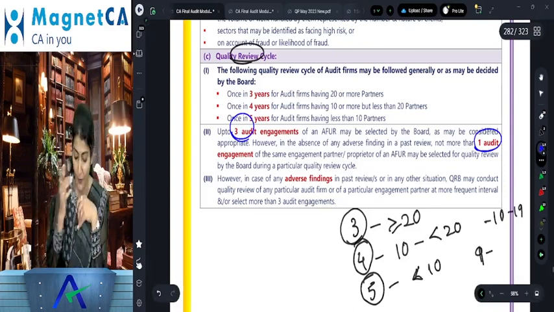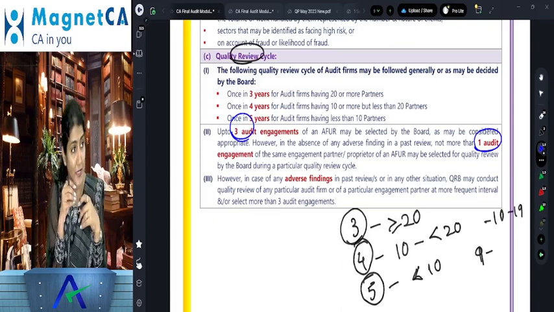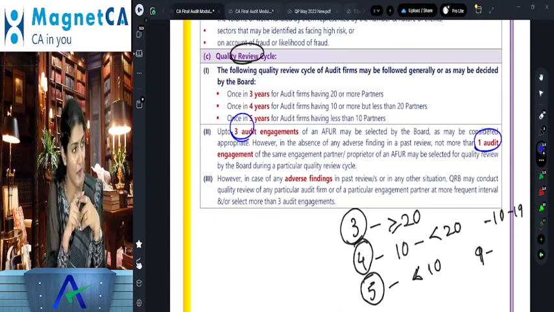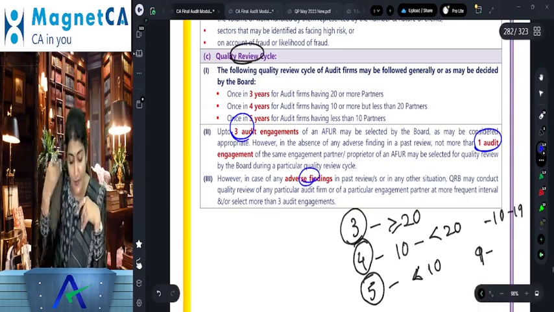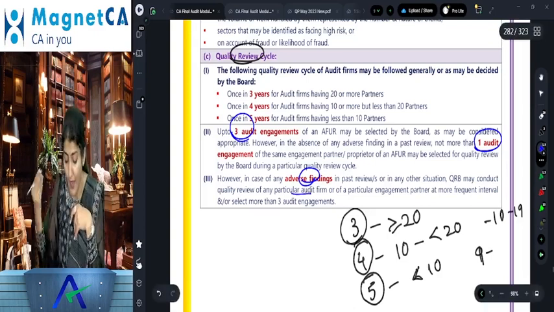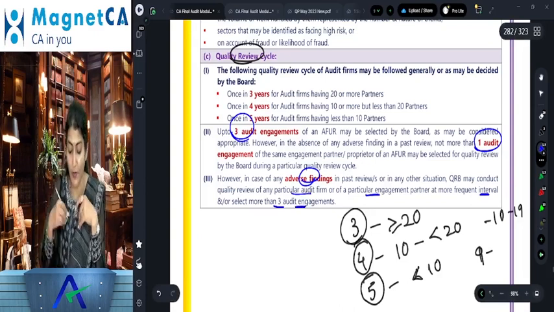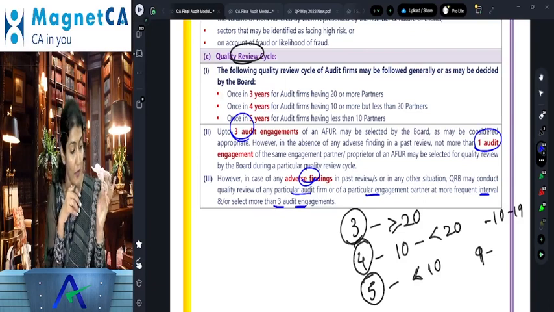1. So say PwC is selected. So maximum how many of PwC's audits can be picked up? 3. And each partner of PwC, maximum how many audits can be picked up? 1. But if there is any adverse finding, can they increase this limit of 3 and 1? Yes, then they can select more than one engagement of a particular engagement partner, and also select more than 3 audit engagements. And it can also be done at a more frequent interval. So once in 3 years, once in 4 years, once in 5 years. Are you understanding?